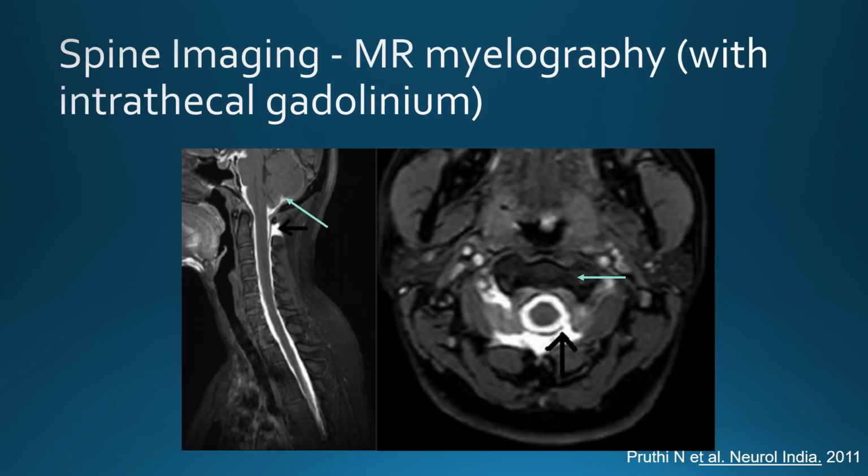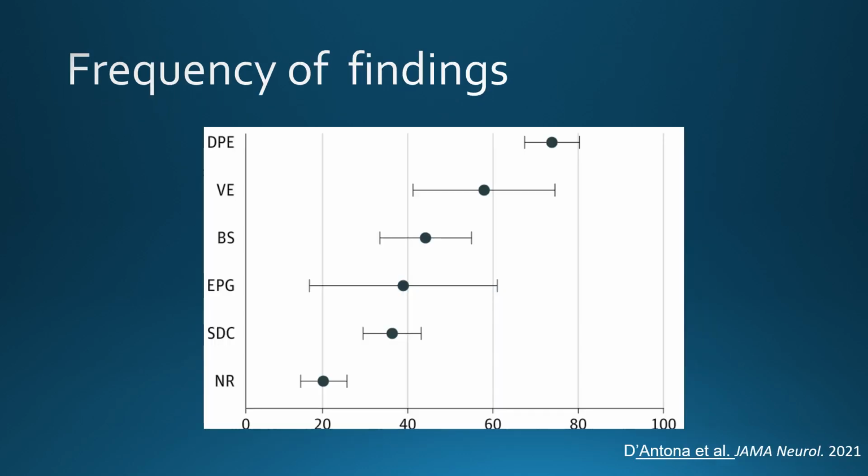So if you are not able to demonstrate leakage, one can do spinal imaging with intrathecal gadolinium injection. This is T1 weighted imaging with intrathecal gadolinium injection, which is showing leakage of the CSF at the C1 C2 region. You can see here there is a rent and the leakage of the CSF. Here you can see the dura nicely. You can see the dura, but there is a rent in the dura, and CSF is leaking out at the C1 level.